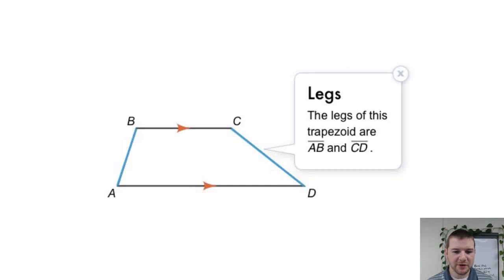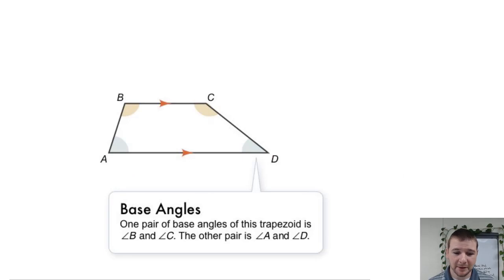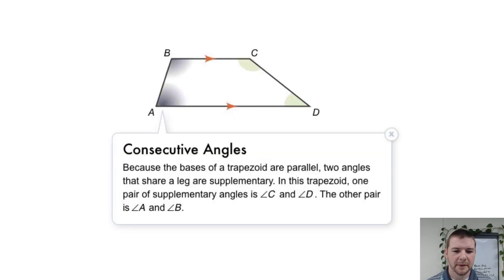The legs of this trapezoid are segment AB and segment CD. One pair of base angles of the trapezoid is angle B and angle C. The other pair is angle A and angle D.